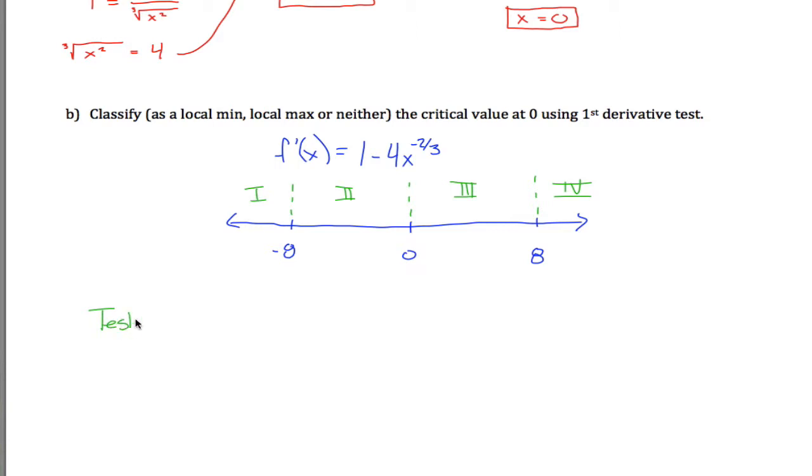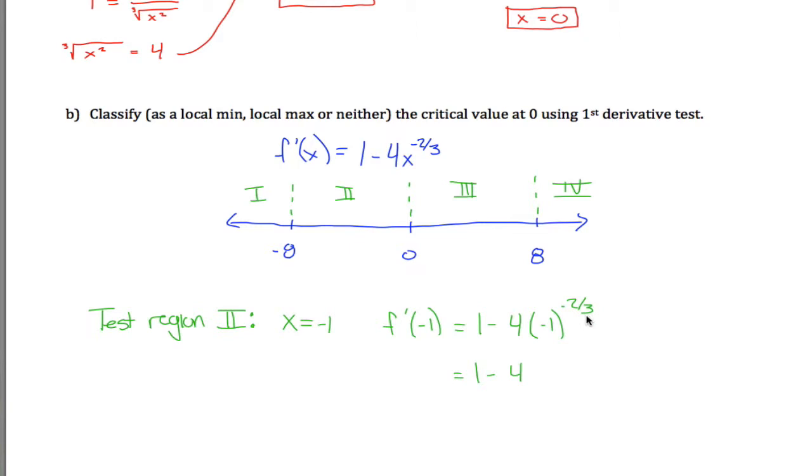So let's test region 2. To test region 2, you pick any number from region 2, so any number between 0 and negative 8. Your choice. You can choose a fraction if you want. You choose anything you want as long as it's less than 0 and more than negative 8. I'll choose negative 1 because that seems like it might be easy. And so what I want to do is figure out what is f prime of negative 1. Well, f prime of negative 1 is 1 minus 4 times negative 1 to the negative 2/3 power.